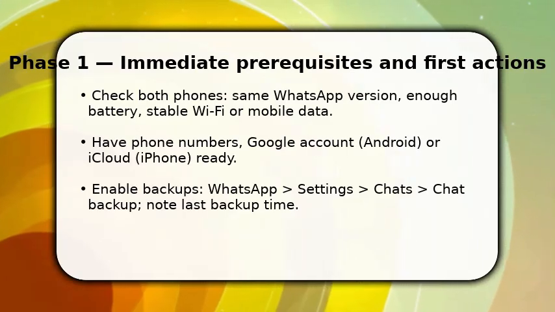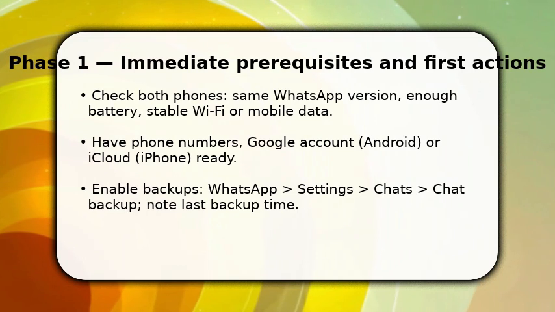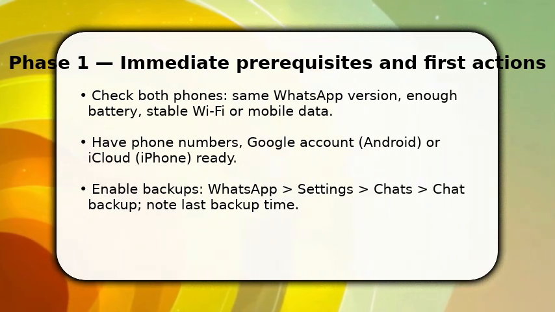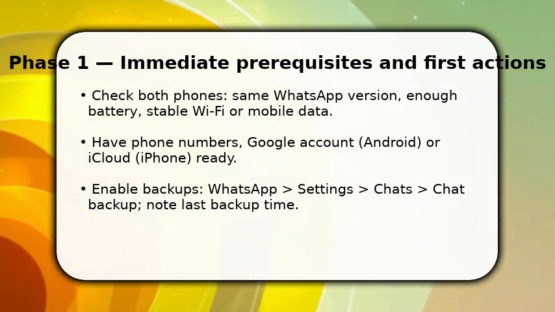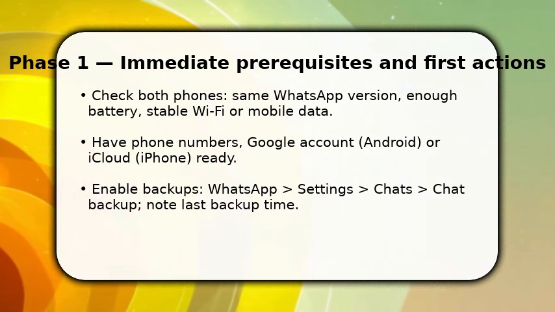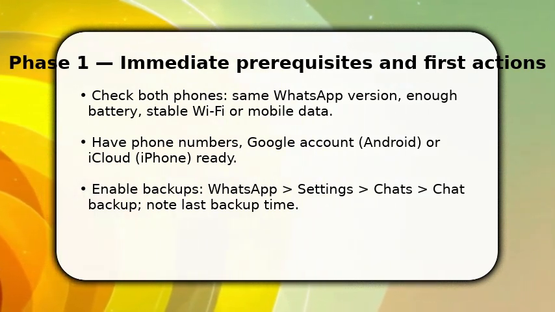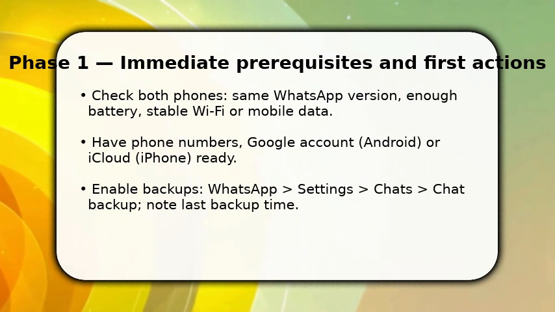You start by confirming prerequisites and kicking off the first action. On the source phone, open WhatsApp and force a fresh backup now. This ensures you move the latest chats and media. Once done, verify the backup timestamp so you know what's synced.